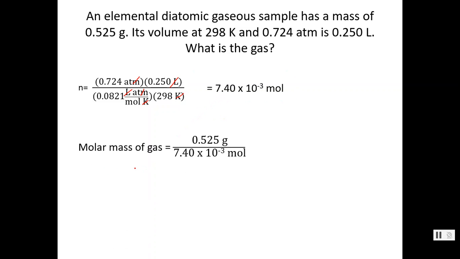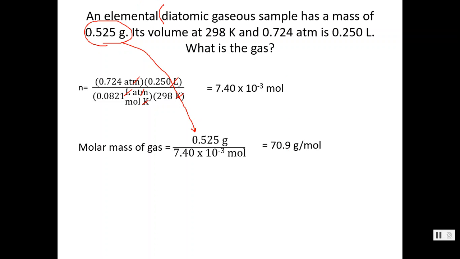So now we can determine the molar mass of that gas by taking the grams, which was given to us up here, divided by the moles. And that gives us a molar mass of the gas of 70.9 grams per mole. Now you may be going and looking at your periodic table and thinking, I don't see anything on there that's close to 70.9 grams per mole. That would be a gas.